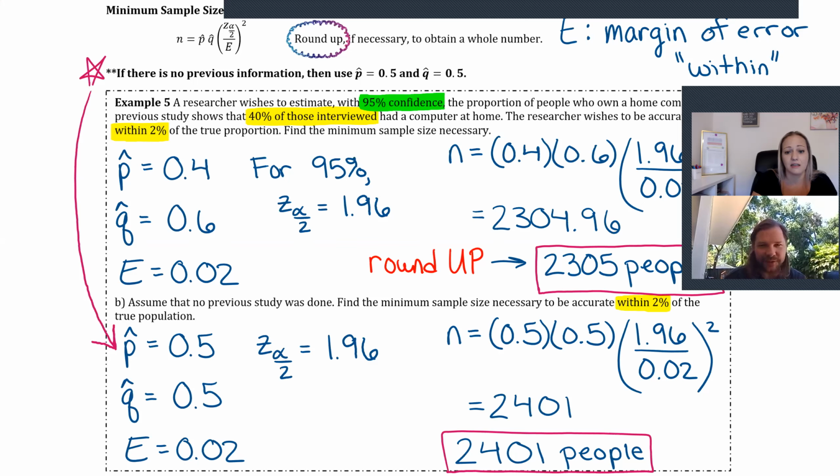And you can see that it's slightly more than when you knew the previous information.